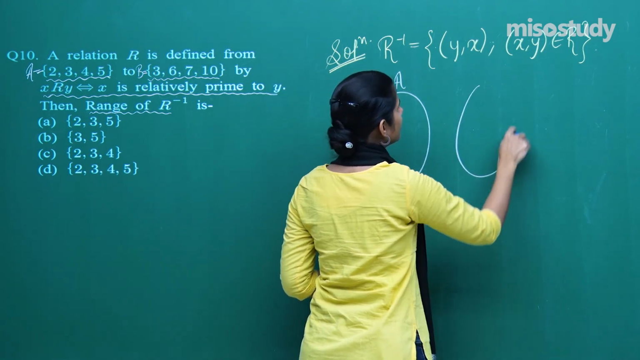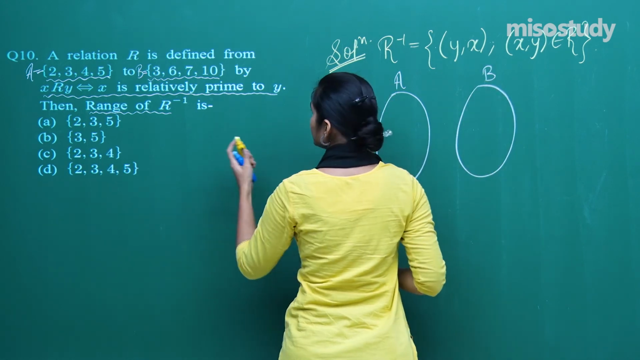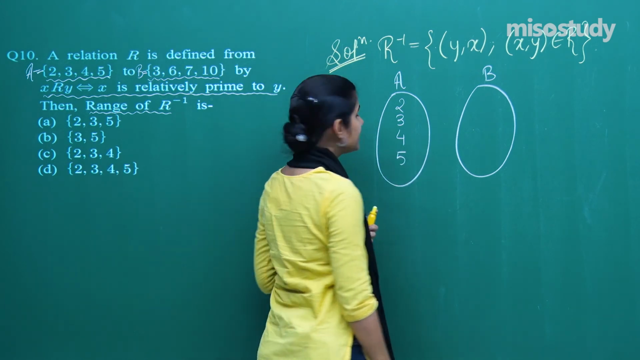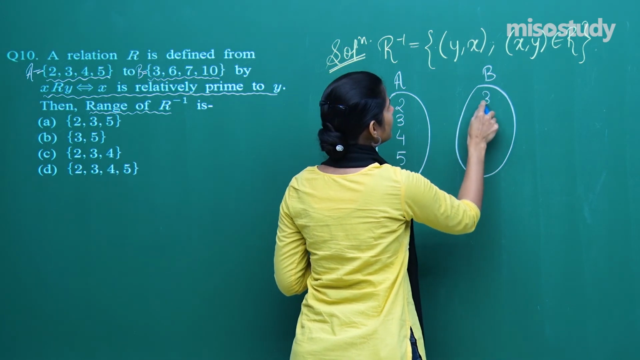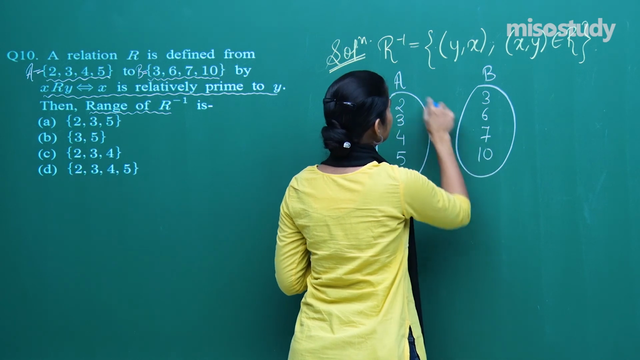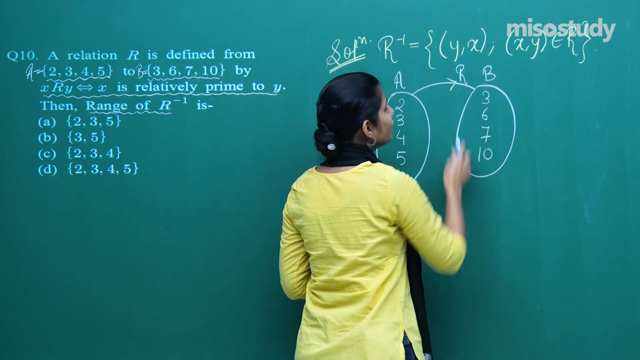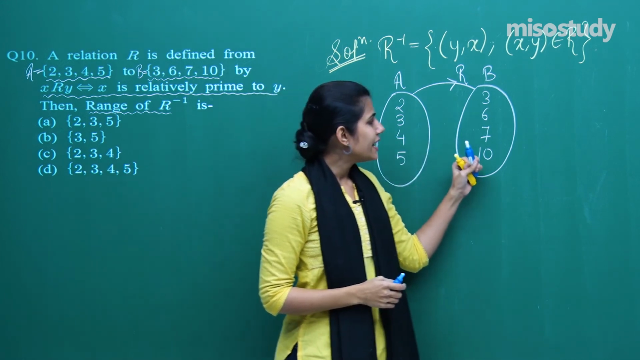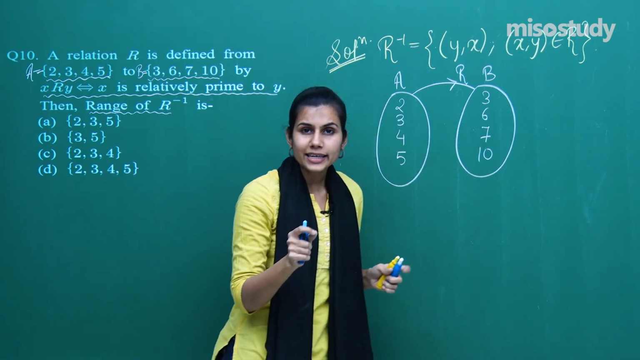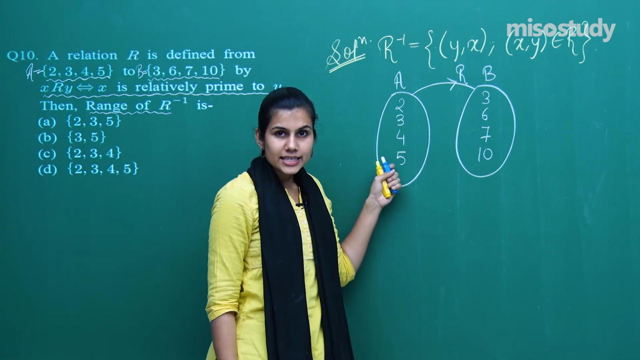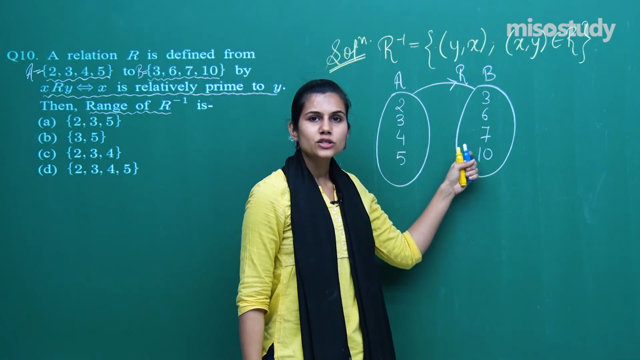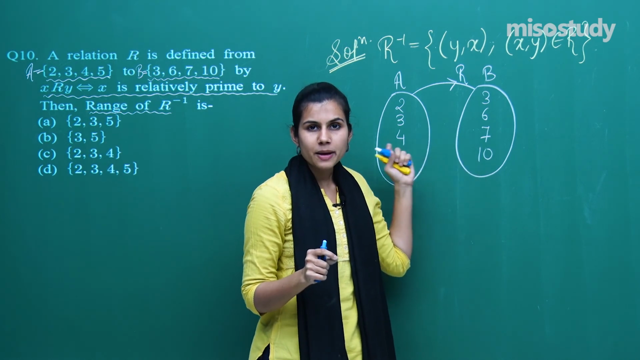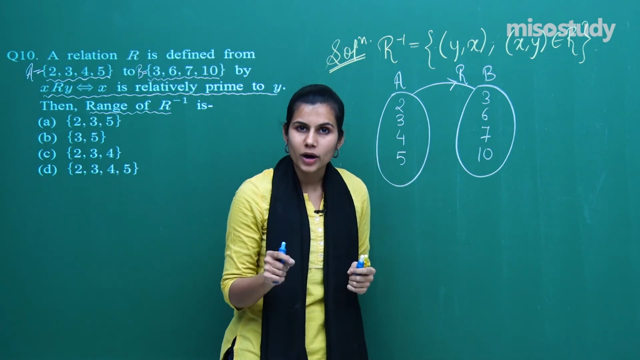A to set B, where set A has 2, 3, 4 and 5 and set B has 3, 6, 7 and 10. Let's see what R is trying to say. The members of the first set will be related to the members of the second set provided the members of the first set are relatively prime to the members of the second set. That means the only common factor which both these members possess is just 1.